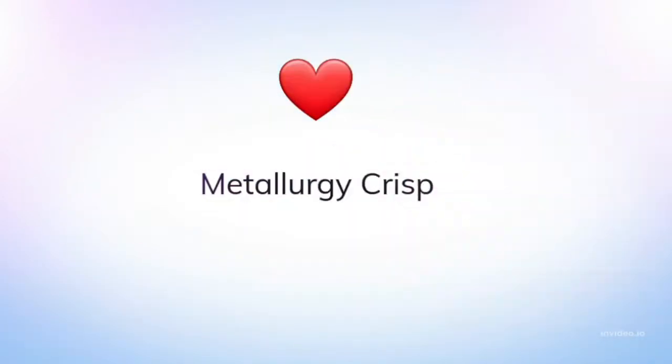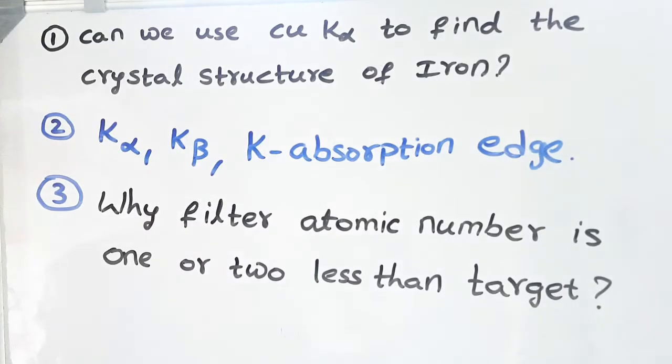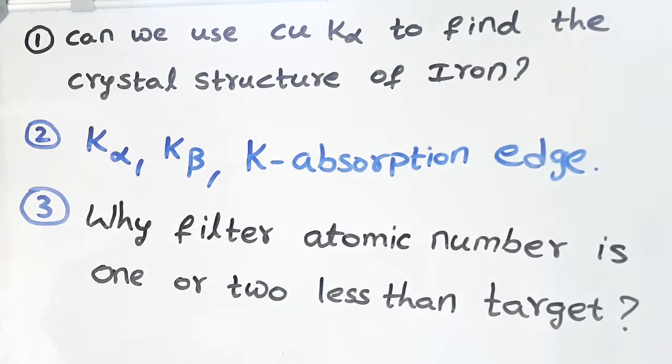I have a few questions for you. Can we use copper K alpha to find the crystal structure of iron? And K alpha, K beta, K absorption edge: out of these three, which one has maximum energy and how? And we know the filter's atomic number is usually one or two atomic numbers less than the target metal. Why is this so?